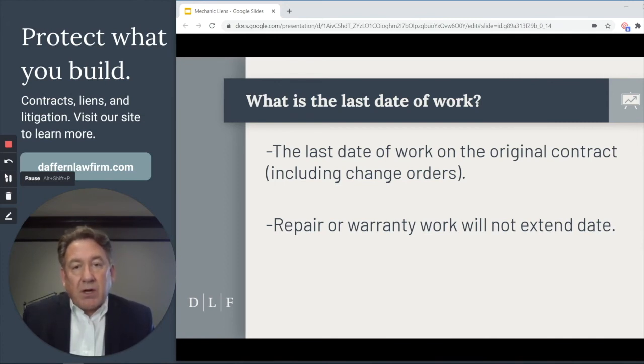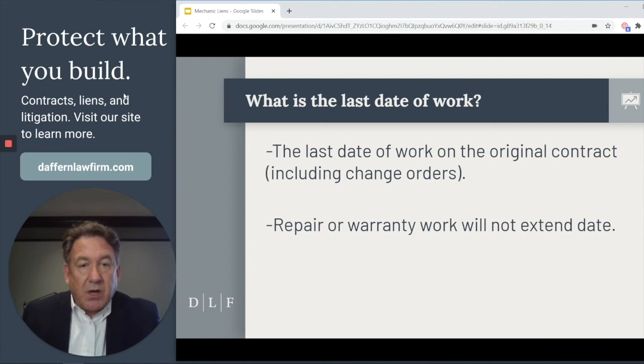So out of an abundance of caution, I always use the last day of work that you were on the job from the original contract, including any change orders, and exclude any repair or warranty work or any punch list work if we can. If we get into a time limit where we may be missing dates, we'll then analyze the punch list and see exactly if there's any repair or warranty work or if there's any work that's under the original contract. But be safe rather than sorry, and always try to backdate or go back and pick a very safe date as to when the last day of work was on the original contract or any change order.